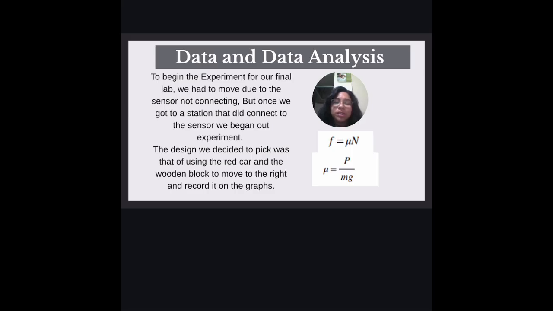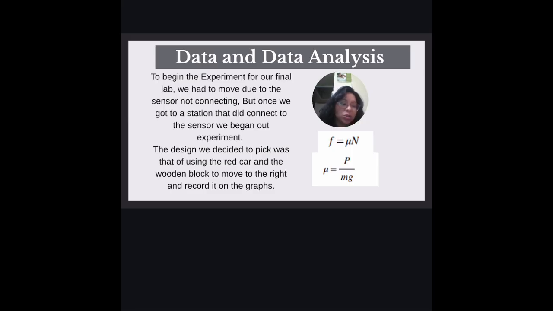The design we decided for our experiment was to pick the red car and a wooden block to set on the track, and then from there move the red car from the start to the end so that way we could record the graphs. And then we use the formulas.